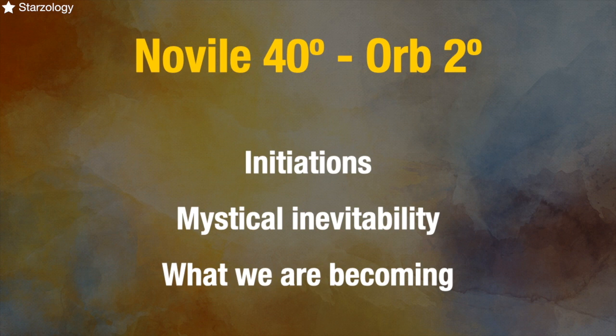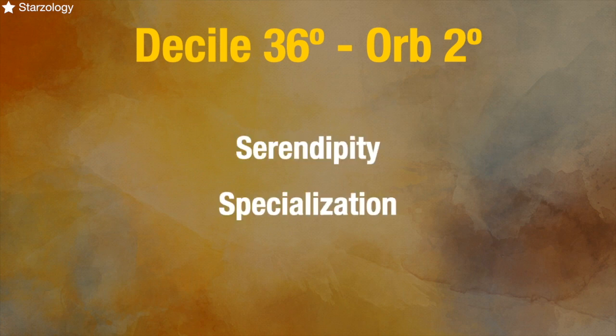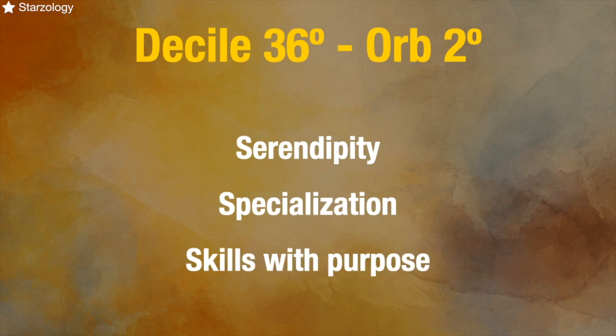And as you get older, you will see the influence of novile aspects more than you would as a younger person. Then we have the decile aspect, which is 36 degrees with an orb of 2. Some keywords here are serendipity, specialization, and skills with purpose. So again, this is an aspect that you won't easily spot because it's not easy to see within the chart.